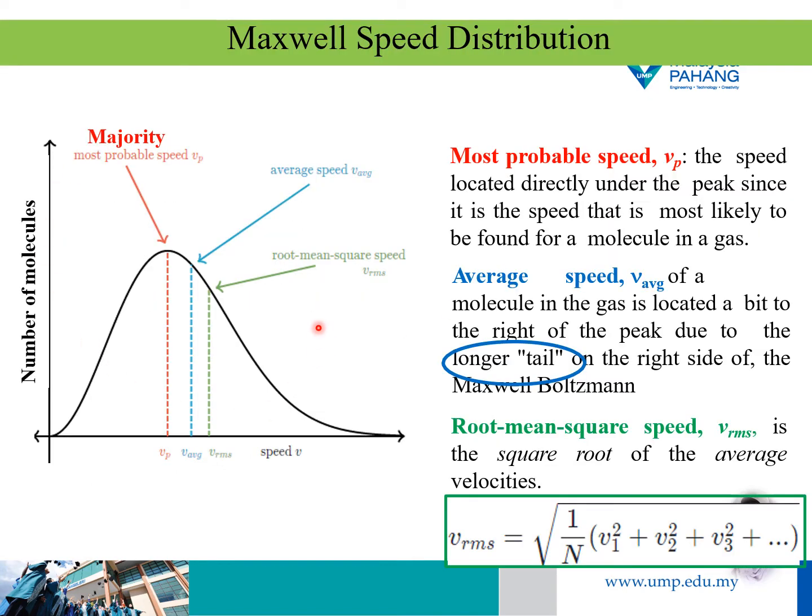The figure shows the Maxwell-Boltzmann distribution of speed for a certain gas at a certain temperature, such as nitrogen at 298 Kelvin. The speed at the top of the curve is called the most probable speed, Vp, because the largest number of molecules have that speed.